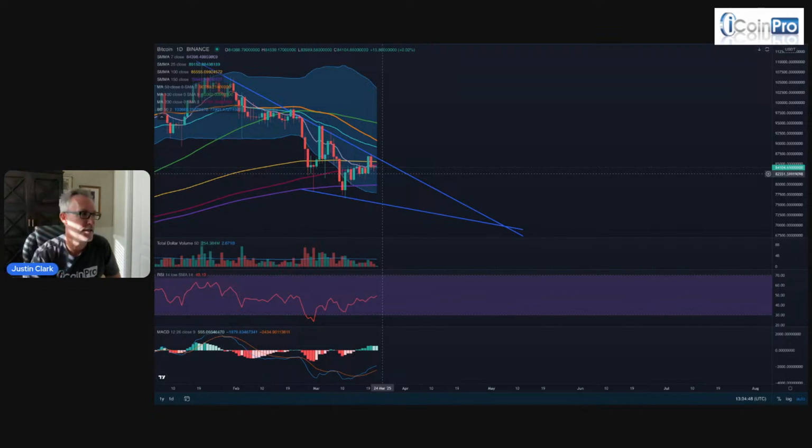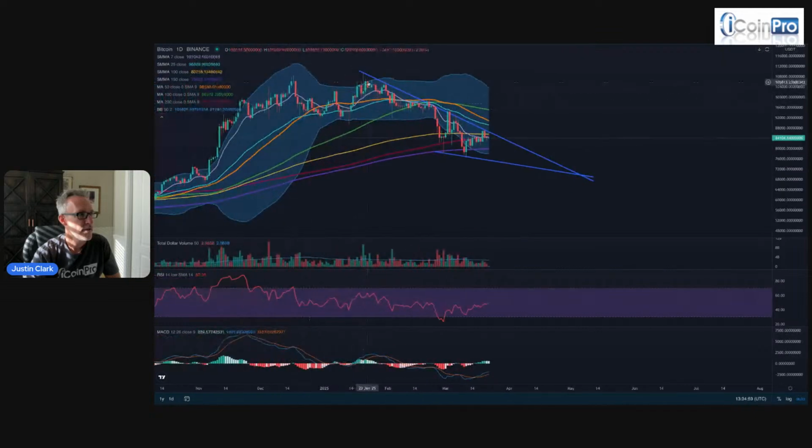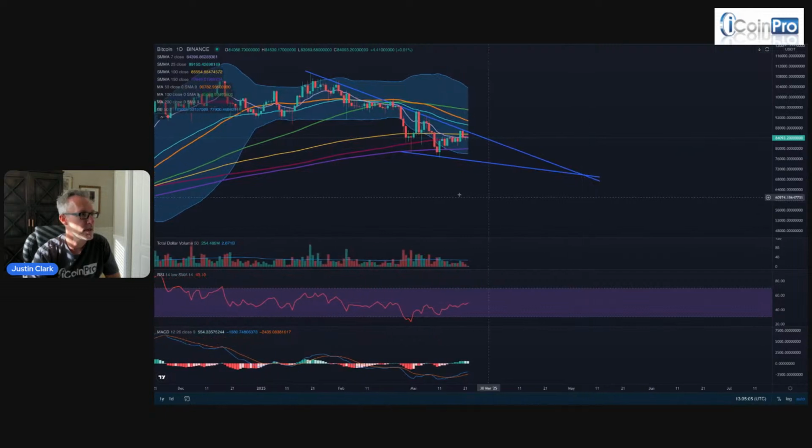So we got some work to do to get back to a bullish trend, but right now we are downtrending. This trend line here, this blue line, and this trend line here, this one right here, is the boogeyman of the entire crypto market, because until we defeat that downtrend line, this market is bearish.